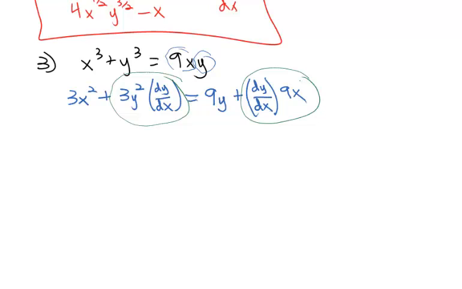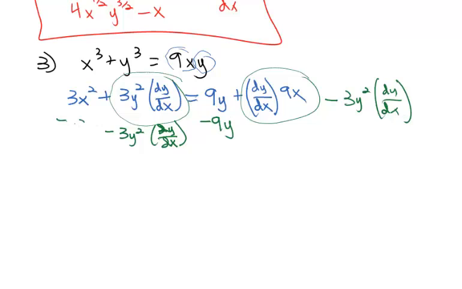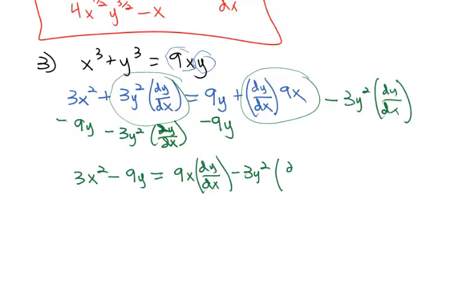And then we can go two directions here. They're both basically the same. Let's keep the 3x squared positive just for kicks. So I'm going to subtract 3y squared dy/dx from both sides. So moving all the dy/dx's to the right. Everything without a dy/dx, that's the 9y, needs to move to the left. And so we have 3x squared minus 9y equals 9x dy/dx minus 3y squared dy/dx.